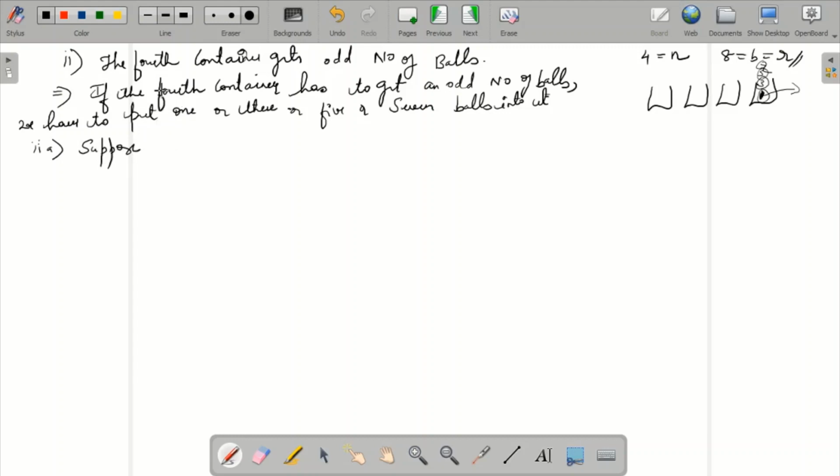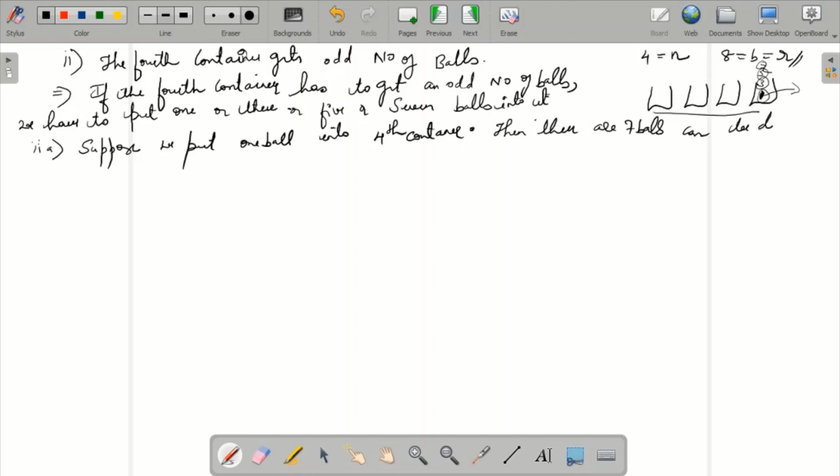Suppose we put 1 ball into the fourth container. Then how many balls are remaining? Then there are 7 balls that can be distributed among these 3. I cannot distribute them into the fourth container, because when I distribute 7 balls there again, the count might be even, so I should distribute them among the other three.